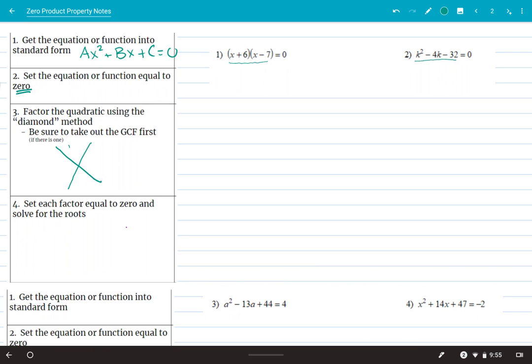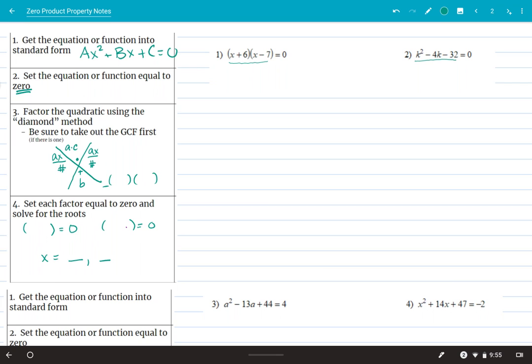Then we're going to do the diamond method if we can. So remember, diamond is A times C. Here's your B. You're trying to find two numbers that multiply to give you the top or add up to the bottom. Then take your AX, put it on top, reduce, and you're going to put your answers in parentheses, and if you have a GCF. Now the new step is we're going to take each one of these parentheses and equal it to 0. And we're going to find out what the x's are equal to. Okay, that's the only thing.